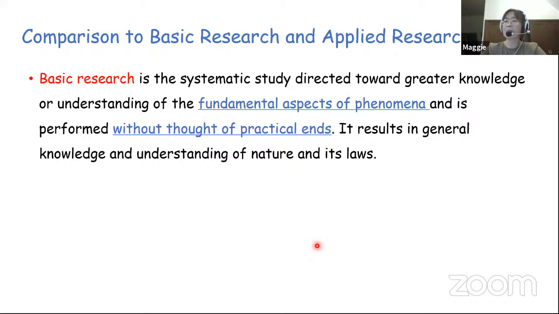First, let's talk about basic research. Basic research is the systematic study directed toward greater knowledge or understanding of the fundamental aspects of phenomena and is performed without thought of practical ends. It results in general knowledge and understanding of nature and its laws. So briefly, what is basic research about? It's research to study the mechanism or the fundamental aspects of phenomena in nature. Sometimes these studies have no idea if they can be put into practical use.